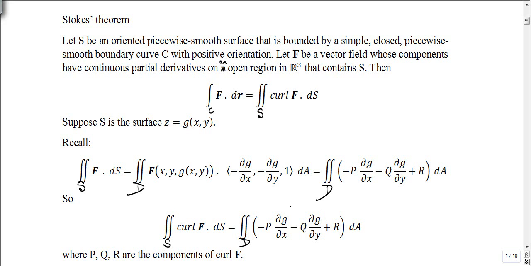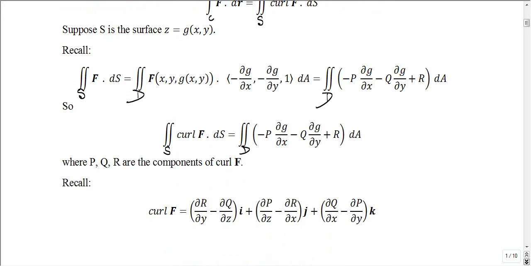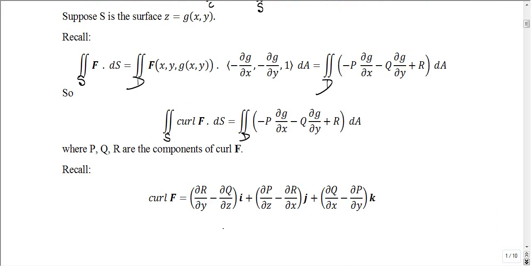But this time, what are P, Q, and R? P, Q, and R are the components of curl F. Above here we had an F, the double integral of F, so the components P, Q, and R here were the components of F. But here we have curl F, so the components P, Q, and R are the components of curl F. So you need to find curl F. Again, I wrote down the formula for you.